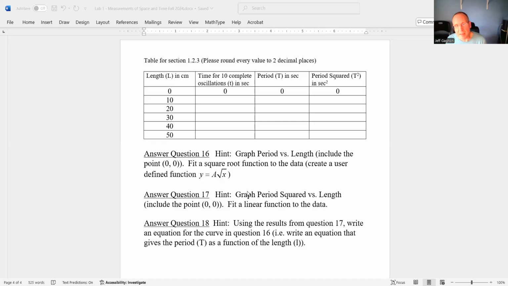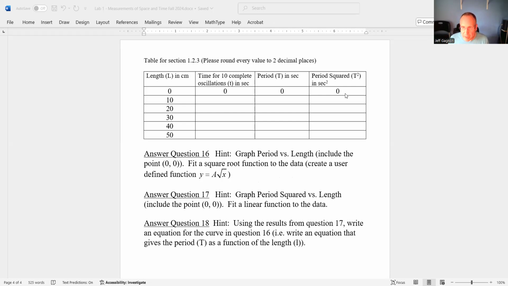Okay, so again, question 16 was to plot period versus length. This is the one that should be a square root function, the one we just went over on Pasco Capstone. Also, don't forget to answer the question. If you look at the actual lab report, it'll also ask you to describe the shape of the graph. So you want to do the plot and then describe the shape. You could just say it's curvilinear or it's a square root function, something like that.